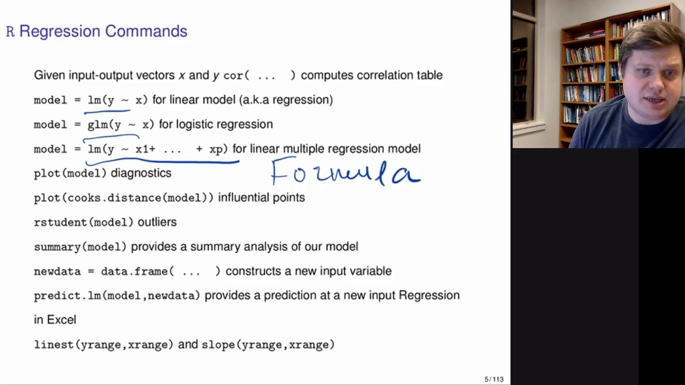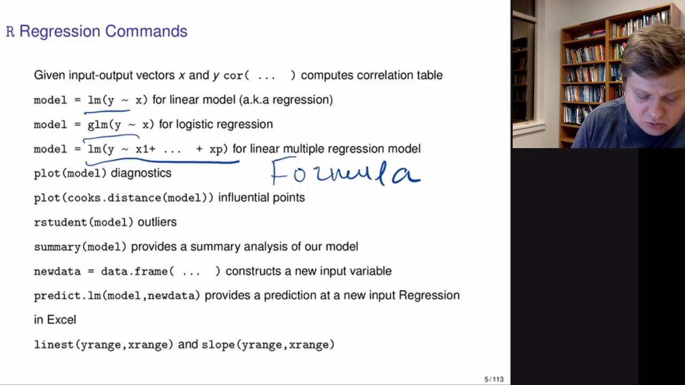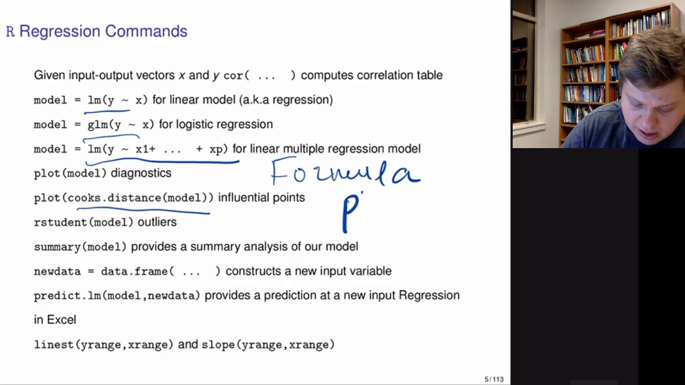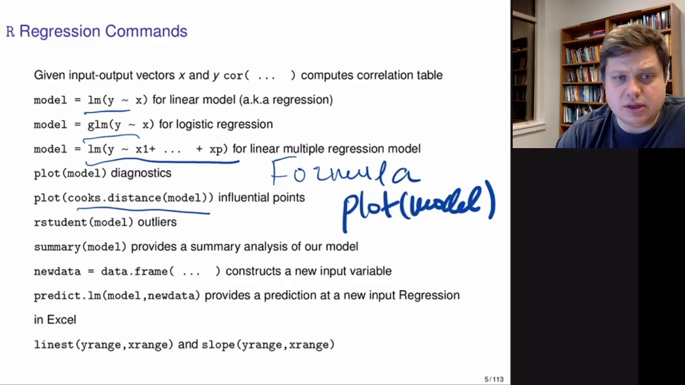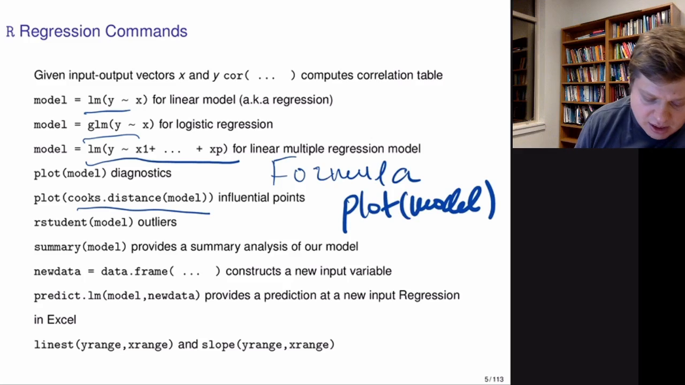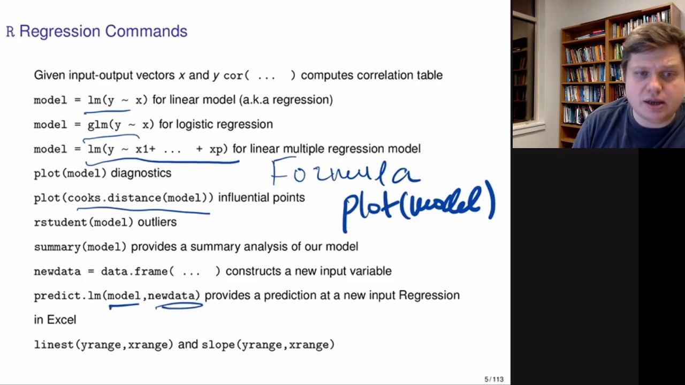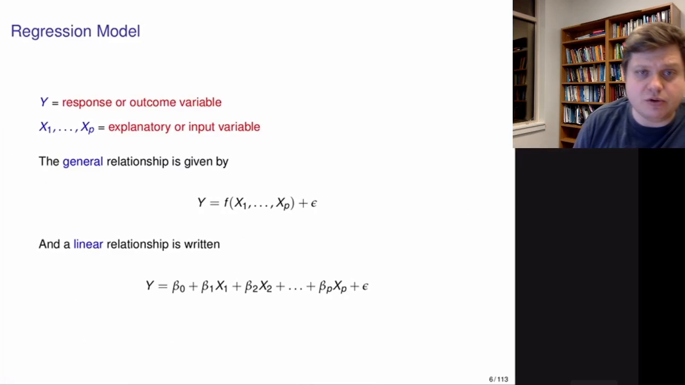The diagnostics is the same. If you ask to plot Cook's distances for the model, it will do it. Or if you just do plot of the model, you'll see the same diagnostics plot as you saw for the simple linear regression. And the predict function works the same way. Predict.lm, you specify which model you want to use for the prediction, and you specify what's the new inputs x that model needs to predict for, and it will generate the output y, or multiple outputs y if you have multiple vectors x to predict for.